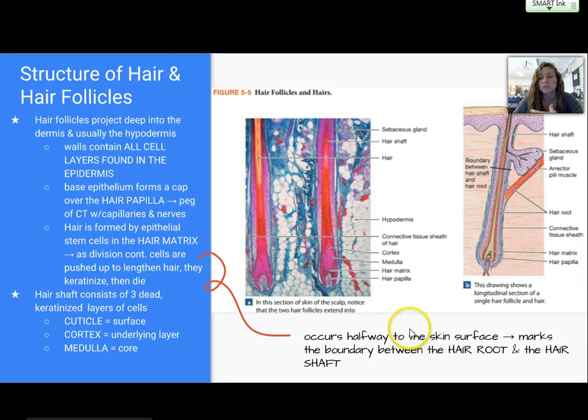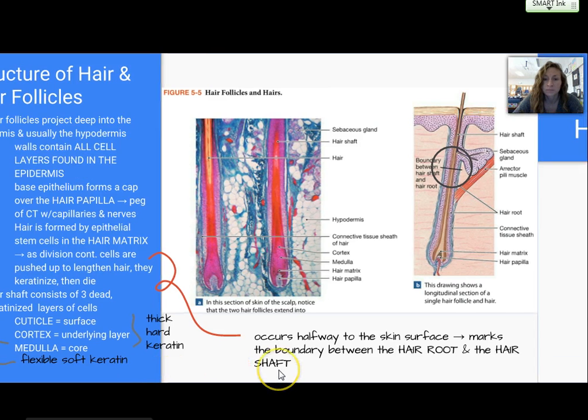Now, distinguishing between the root and the shaft, basically it occurs halfway to the skin surface, and you can see this boundary line right here. That's just marking where the hair root and the hair shaft separate. Also, your cuticle and your cortex are going to be a thick, hard keratin layer, while your medulla is going to be a soft keratin to make your hair flexible.